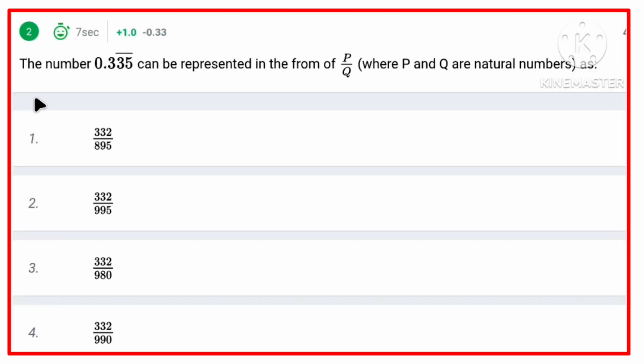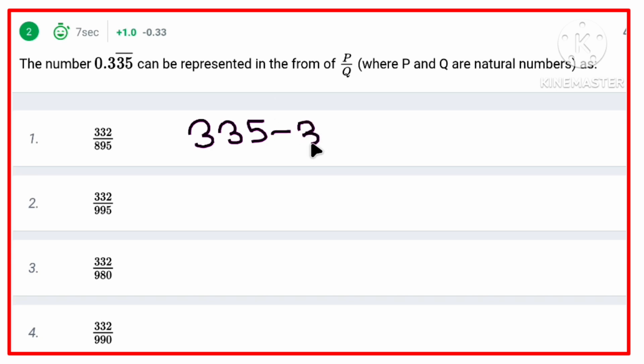So in the first question, you are asked to represent this particular number in the form of P by Q. So how you are going to do it? Here, after decimal, whatever is there, you need to write first. So here we have 335. From this, you need to subtract the digit which is not under the bar. That means you need to subtract this particular 3 which is not under this particular bar.